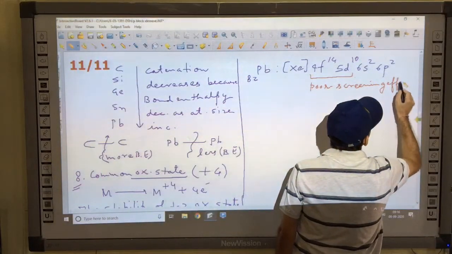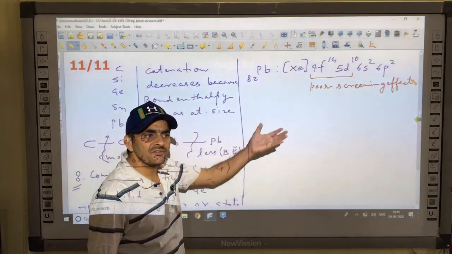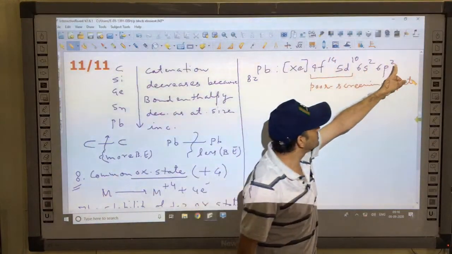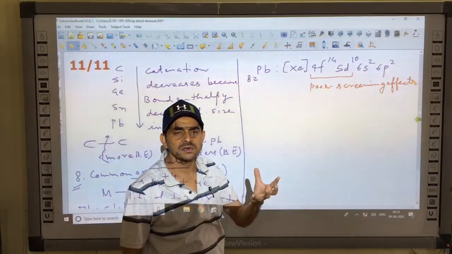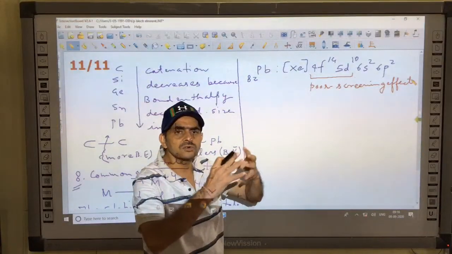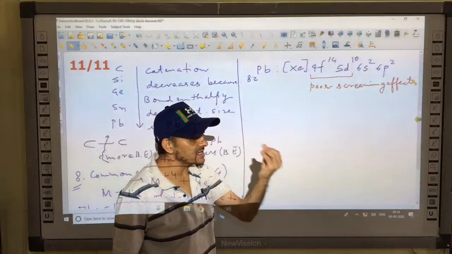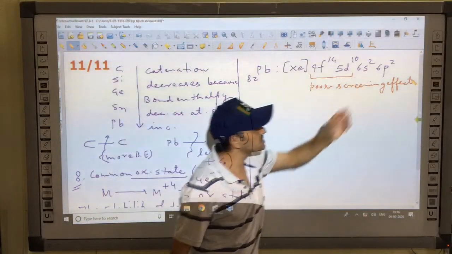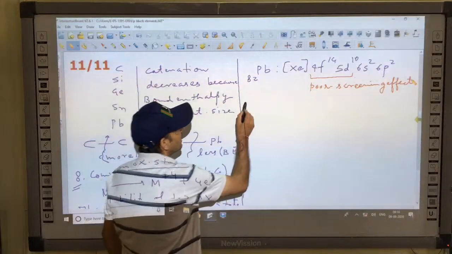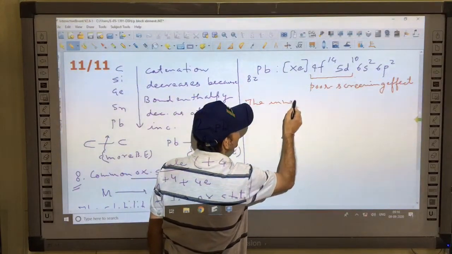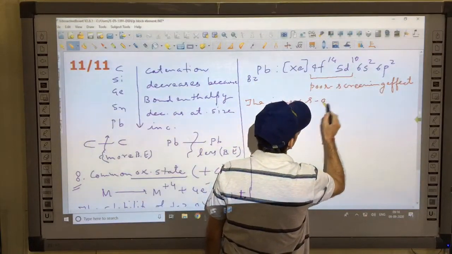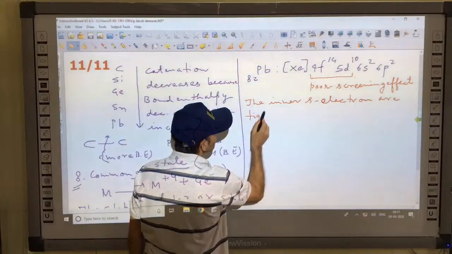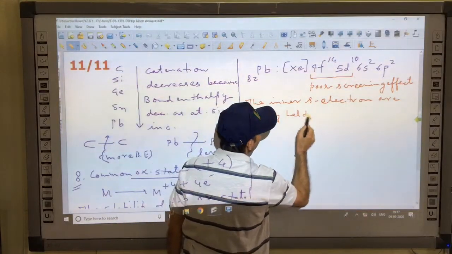Poor screening effect means, as you heard about screening effect in the third lesson, these electrons do not screen the outermost electrons from the attraction of the nucleus. Now what is going to happen if the shielding is less? The s electrons are attracted by the nucleus, which pulls these electrons towards itself. As a result, these electrons cannot enter into chemical combination. As I discussed yesterday, the inner s electrons are tightly held by the nucleus.